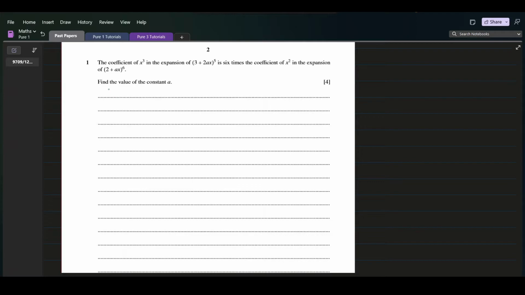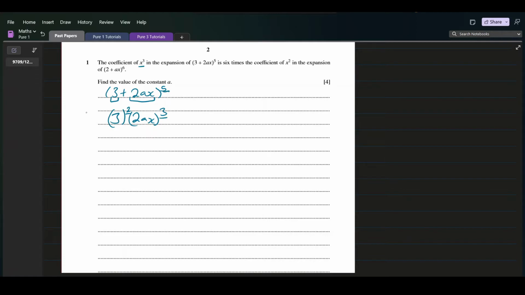Okay, let's start with the expansion of (3 + 2ax)^5, and we want the coefficient of x cubed. That means this 2ax should be raised to the power 3, so we're going to have (2ax)^3, which would mean that this 3 should be raised to the power 2, so that our powers add up to 5.